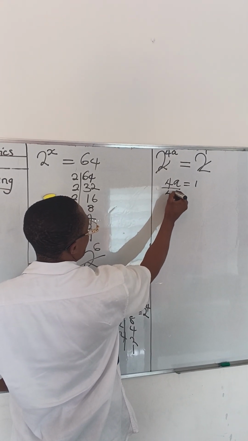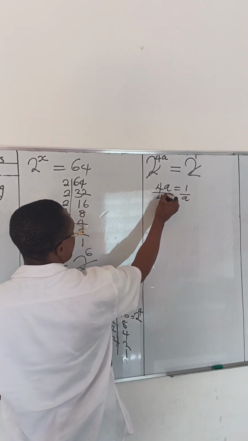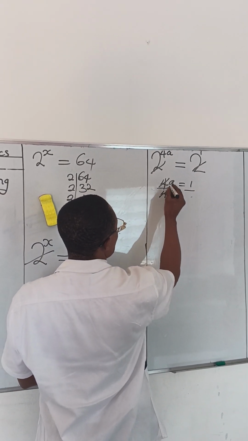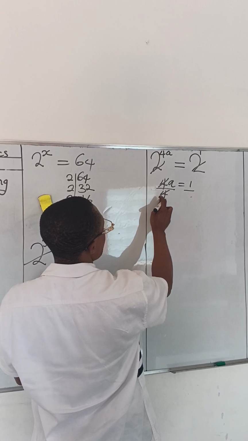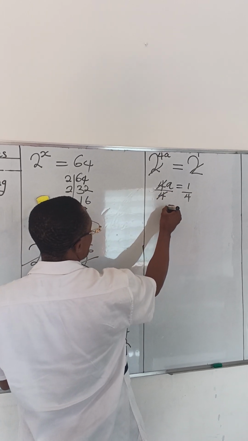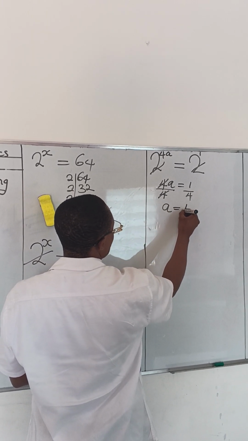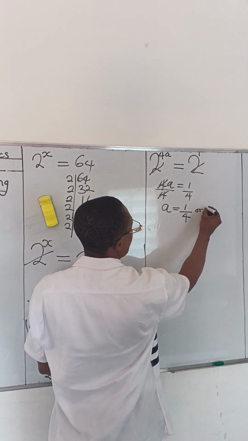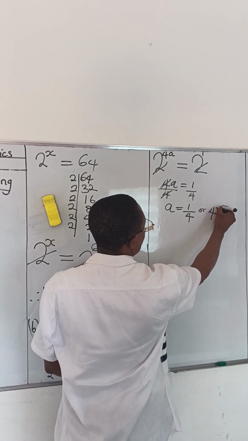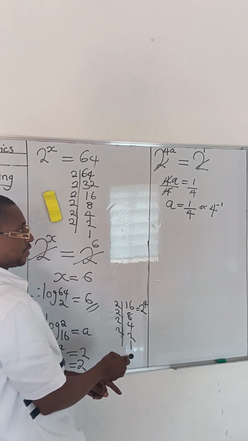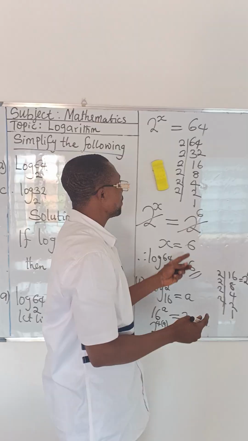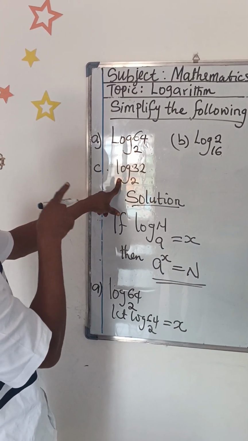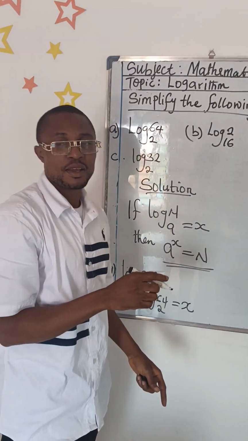You divide by the coefficient of A. This will cancel with this. We're going to divide by the coefficient of A, which is 4. So what we're going to have is A equals 1 over 4. You can have 1 over 4, or you can have 4 inverse, still the same. Now you can solve this question C using the same method.